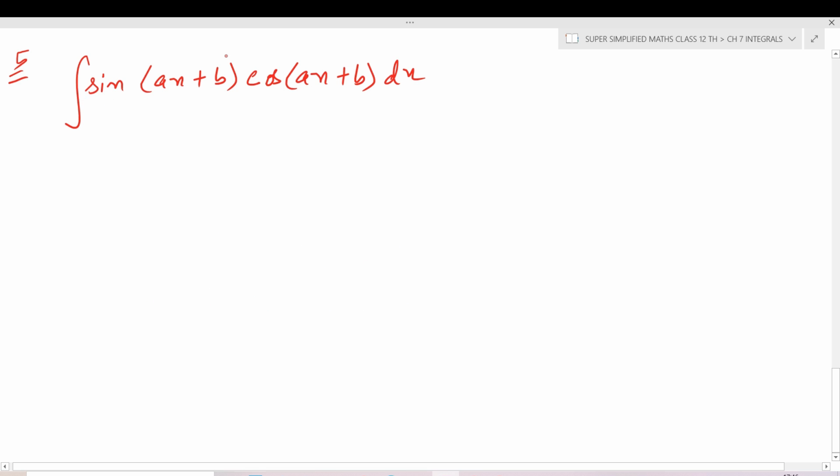Now next question number 5. The integral I is given to be sine of ax plus b into cos of ax plus b dx. So here the problem is that both the functions are composite functions. The two functions are multiplied and they are composite functions. So I will substitute this ax plus b to be t.